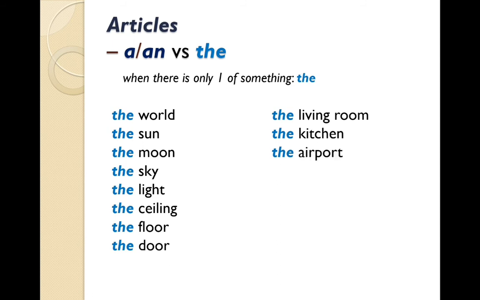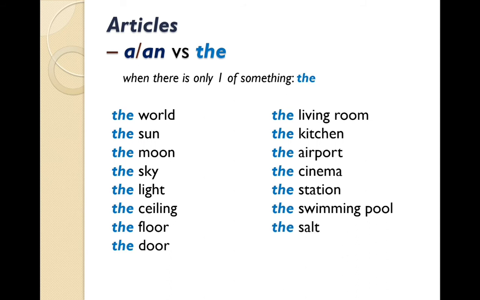The airport, the cinema, the station, the swimming pool. Again, quite often in a town you would just have one of each of these things. The salt, the pepper. Imagine you're sitting at the dinner table eating and you would only have one container of salt, one pot of pepper. So you would say, pass me the salt or the pepper.